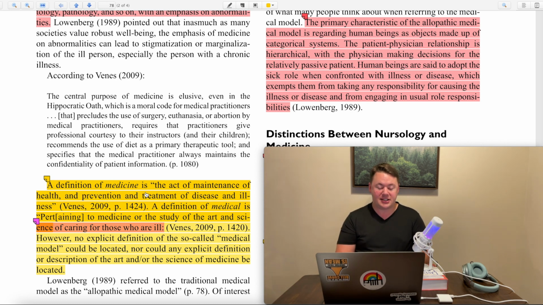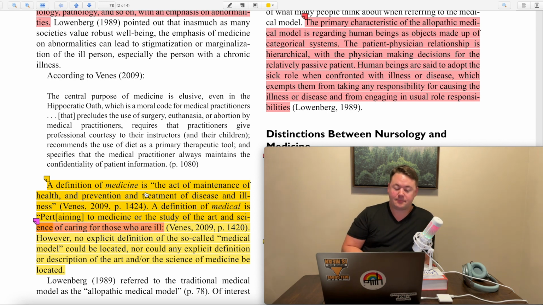So then she goes on to say, however, no explicit definition of the so-called medical model could be located, nor any explicit definition or description of the art and or the sciences of medicine be located. Again, ignoring the fact that just because she couldn't locate it doesn't mean that somebody else hasn't written about it in the other 800 papers she didn't read from that one CINAHL search she did. Again, I'm kind of blown away by the fact that that's supposed to be an important leg for this paper to stand on.